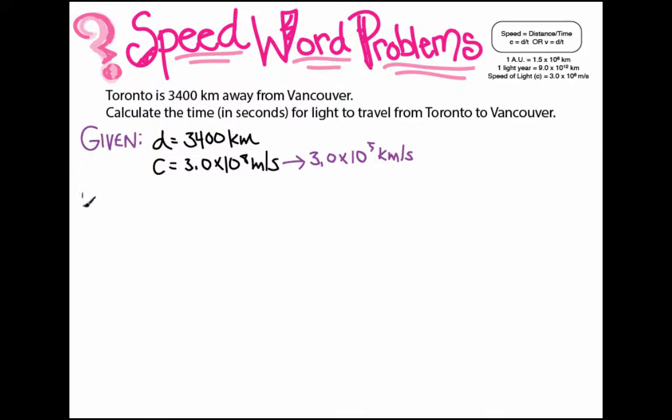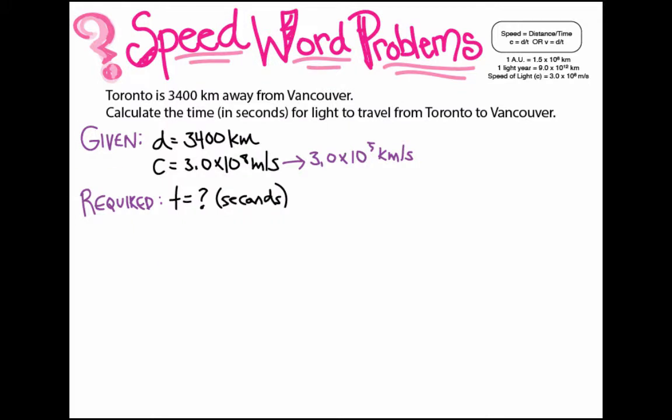The next thing that you're going to do is write down what the question is asking for. So what is actually required of you? What's required is t. It's asking for time, and it wants it in seconds.